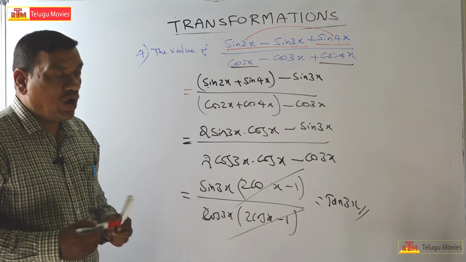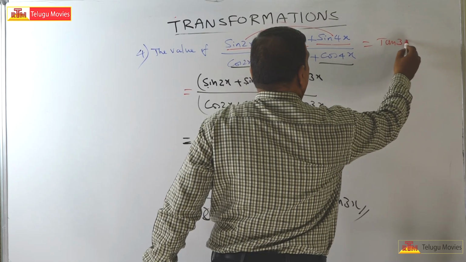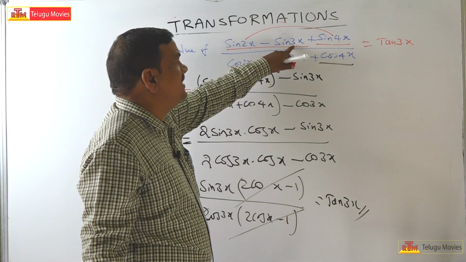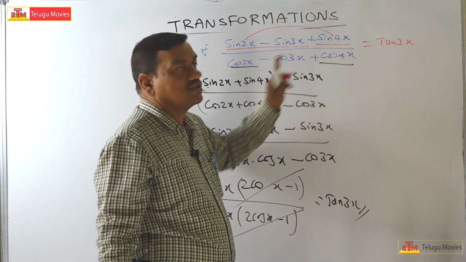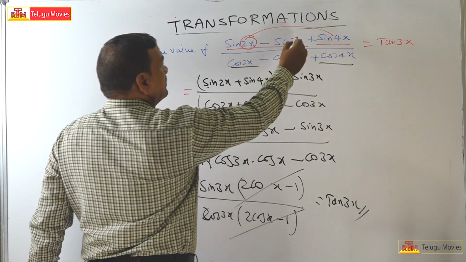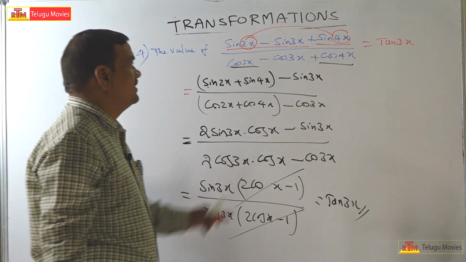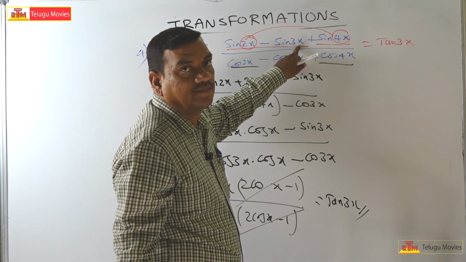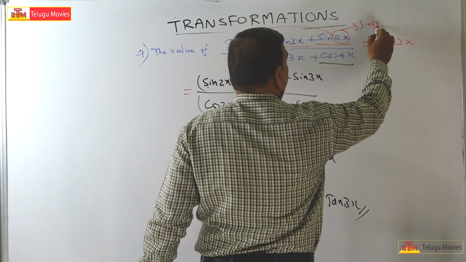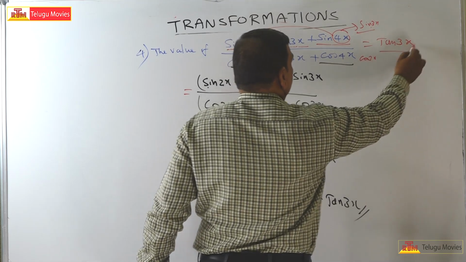Okay, now sir, if the same problem is given in a competitive examination, you can write it directly as tan 3x. How, sir? See here, sin 2x, cos 2x, sin 3x, cos 3x, sin 4x, cos 4x. That's exactly the format, and the only thing is here 2x, here 4x, 2x plus 4x, 6x, 6x minus 3x, 3x. So sin 3x will come, and it is cos 3x.